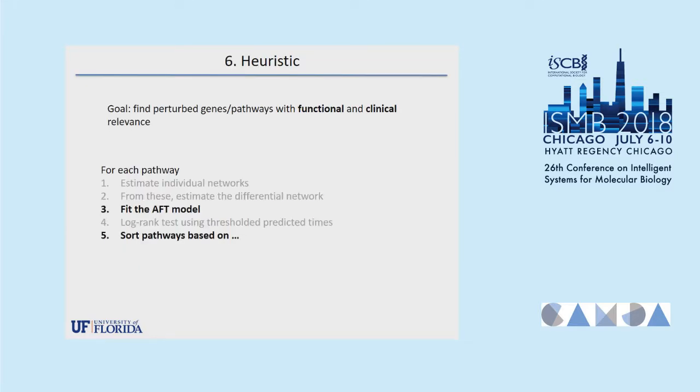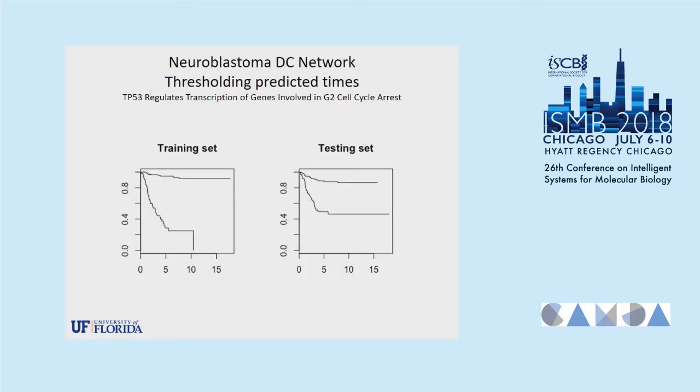But there are probably better ways to actually sort the pathways, and this is something that we're currently working on. It might be good to sort them based off of the overall fit of the model, or you might want to sort based off of how differentially connected the networks are. And at this point, I want to say another issue was that this model that we are using doesn't work so well right now. The fit typically isn't that good, but it's good enough to get these kinds of results.